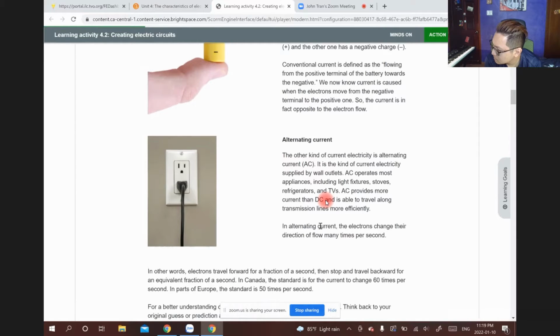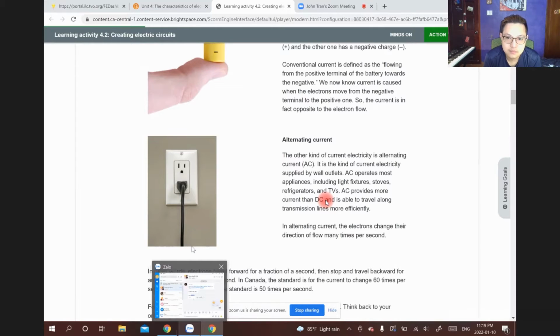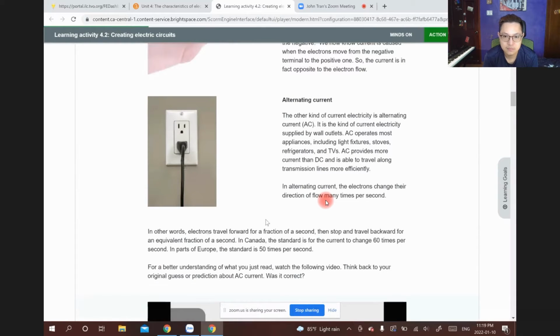In alternating current, the electrons change their direction of flow many times per second. In other words, electrons travel forward for a fraction of a second, stop, and travel backward for an equivalent fraction of a second. In Canada, the standard is for the current to change 60 times per second. In parts of Europe, the standard is 50 times per second. For a better understanding of what you just read, watch the following video.